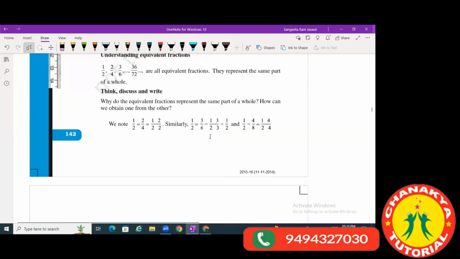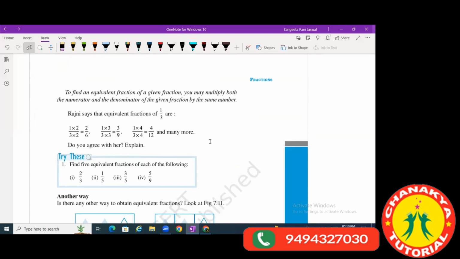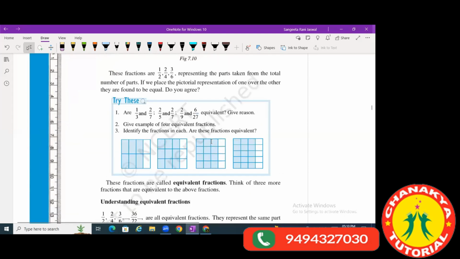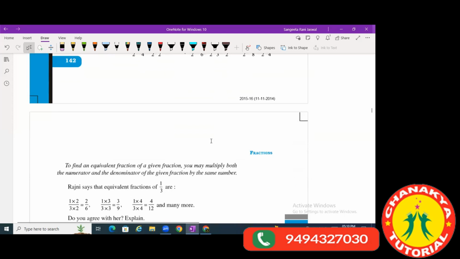Okay, I'll show you with some examples. Ma'am, can we write the definition for equivalent fractions in our notebook? Okay, you can write the definition. Please write the definition for equivalent fraction. Give the heading equivalent fraction.